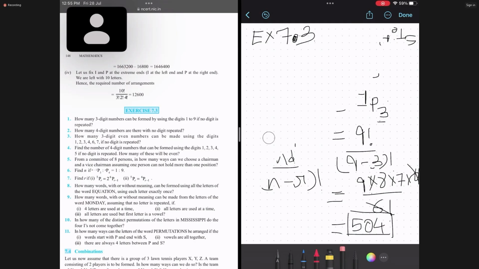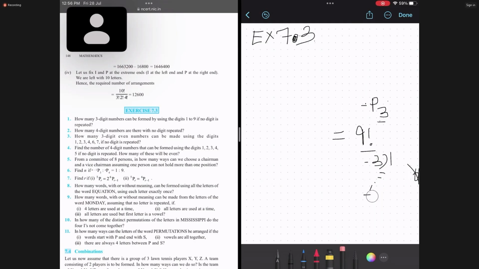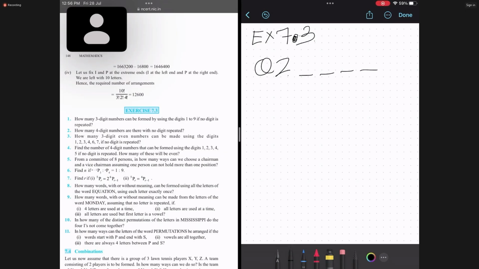Moving on to the second question. In the second question, it has been asked of us that we need to make 4-digit numbers with no digit that can be repeated. And we have been given the choice of any digit to choose from. We have 10 digits to choose from, but we have to make a 4-digit number out of them, right?